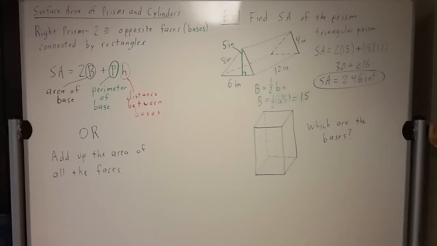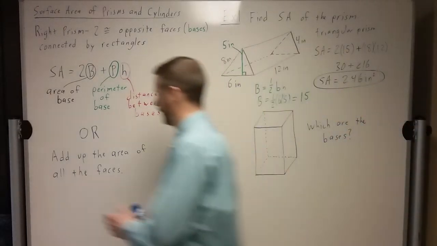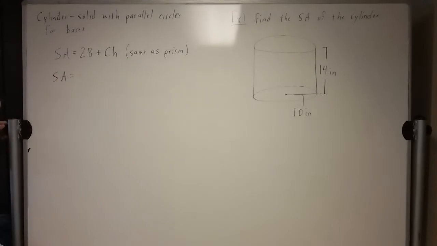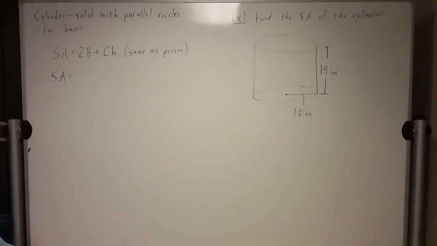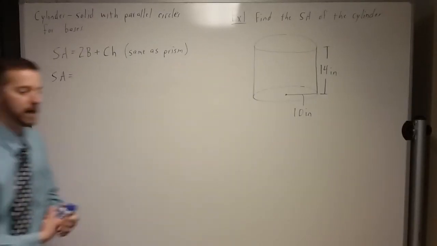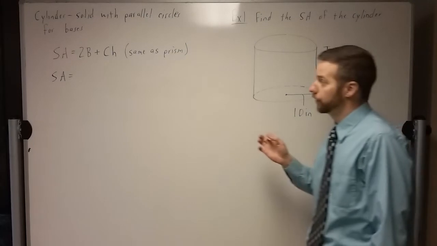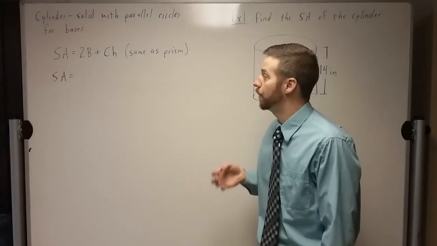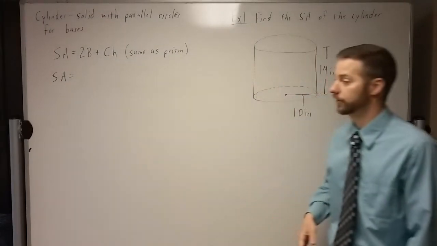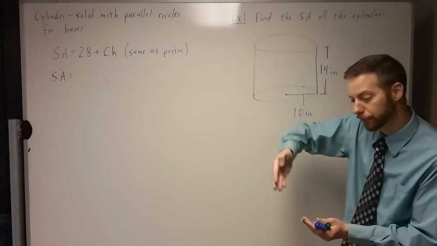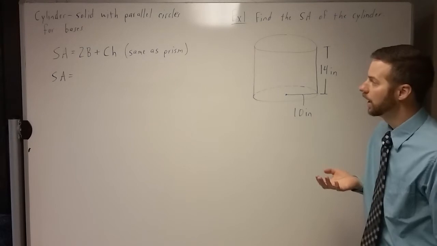So the other topic that I wanted to discuss just slightly today is a little bit with cylinders. And so we're going to see this is actually really similar to what we just did. So if we look at a cylinder, the definition of a cylinder, first off, is a solid with parallel circles for the bases. And so you have one circle, another circle, and then like this curved surface connecting those two.